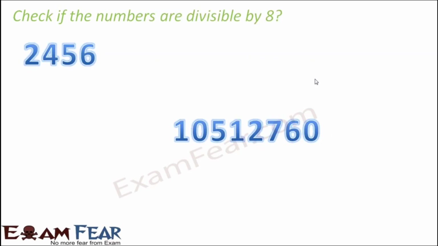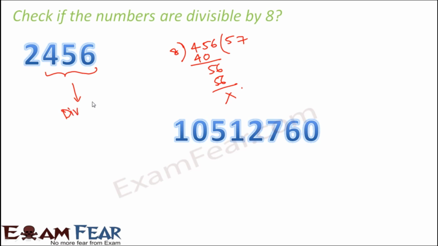So let us quickly see if these numbers are divisible by 8 or not. So the first number is 2456. So let us focus on the last 3 digits, that is 456. So when you actually divide 456 by 8, what do you get? It is 8 5s are 40. So this is 56. So this is 8 7s are 56. So here it is divisible by 8 and therefore this number as a whole is also divisible by 8.